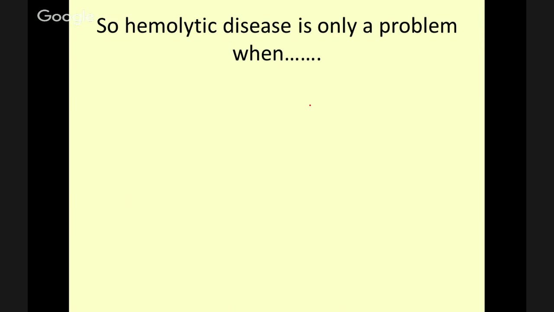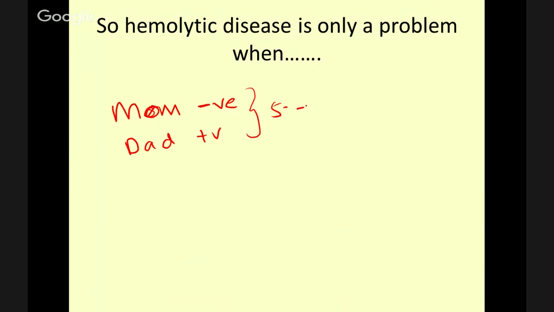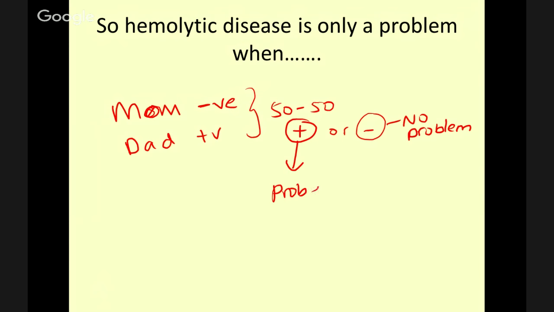So hemolytic disease is only going to be a problem when you break your rule of blood typing. So it's only a problem when the... So now we have a 50-50 shot of a positive baby or a negative baby. A negative baby is no problem, because remember, you are allowed to put a negative into negative. A positive baby, this is going to be a problem, because now you've broken your rule of blood.